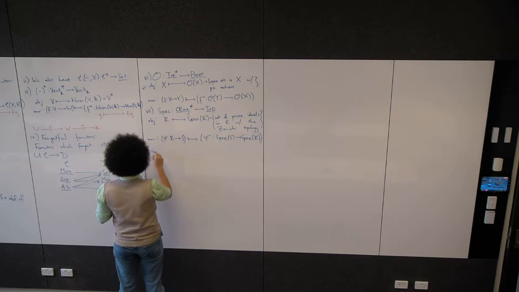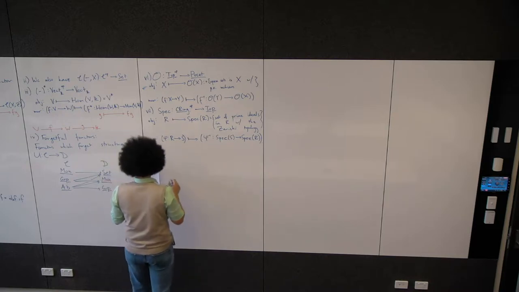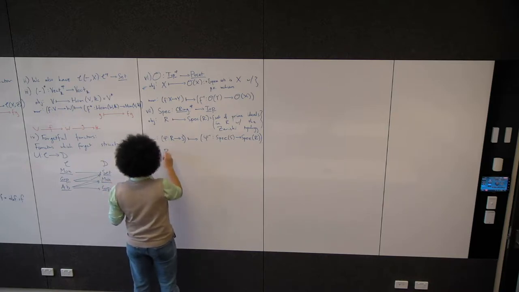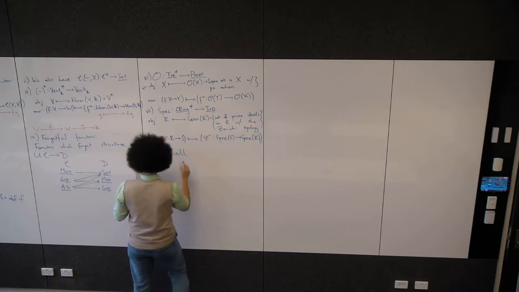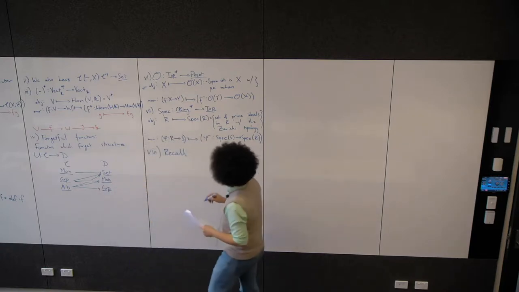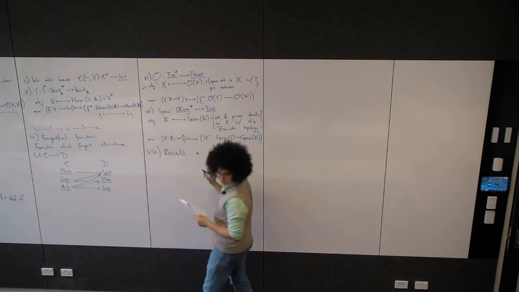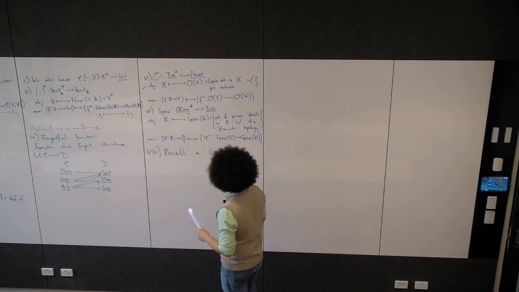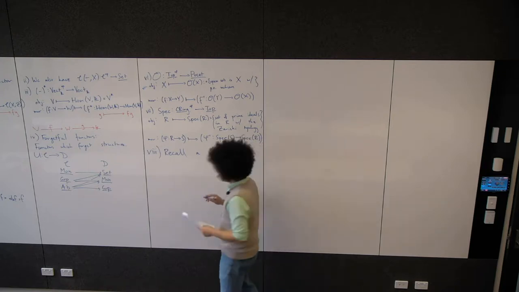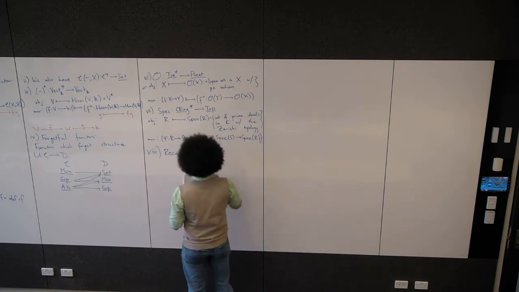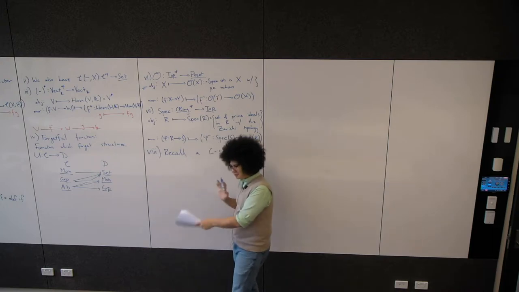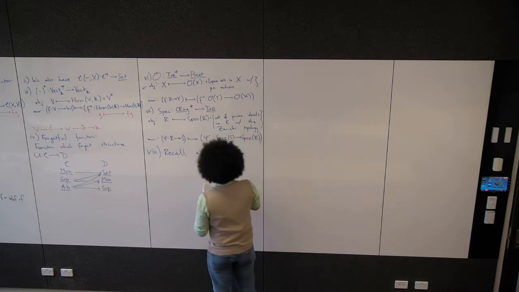So I want to recall what a G set is. Recall that a G set. Sorry? If they don't know, it's fine. They can look it up. I'm doing lots of examples. People don't need to understand all of them.